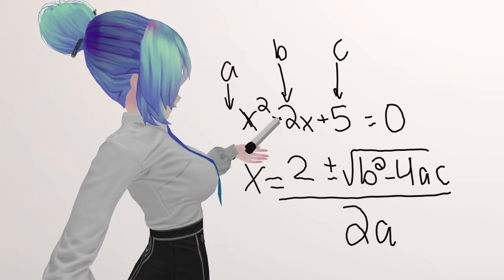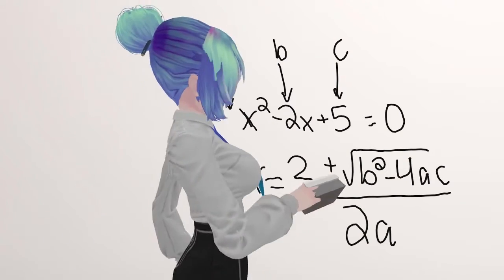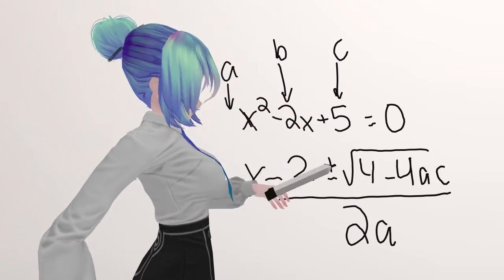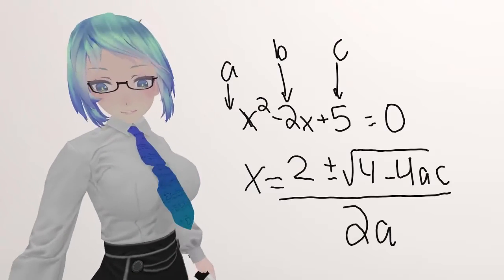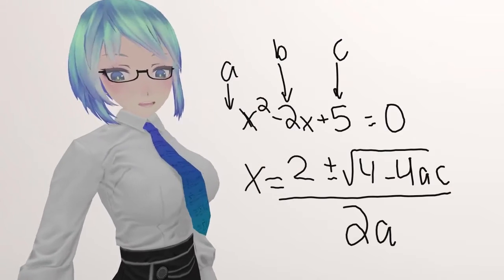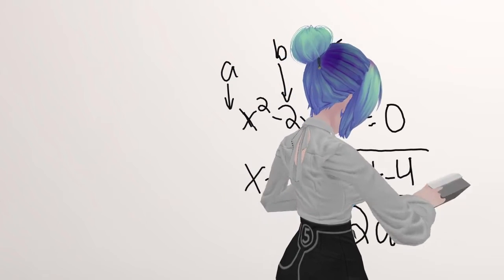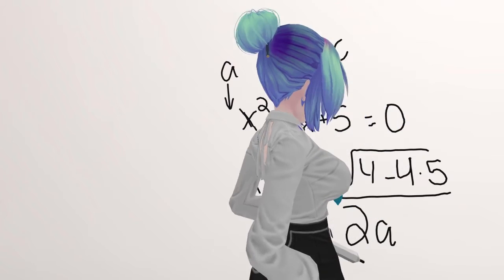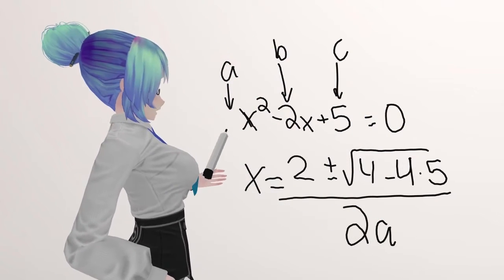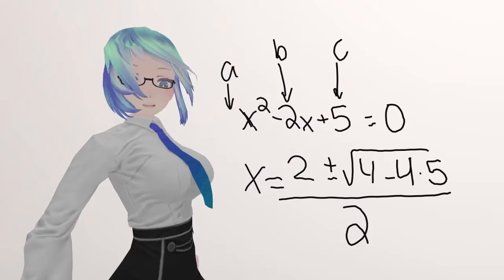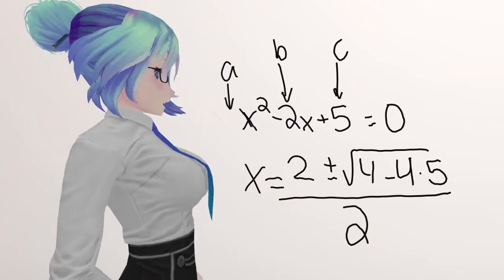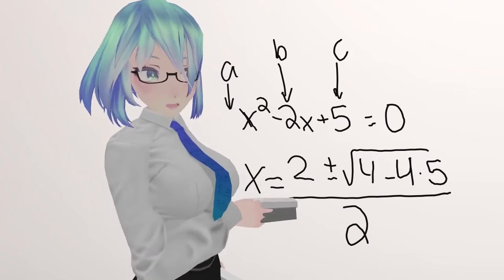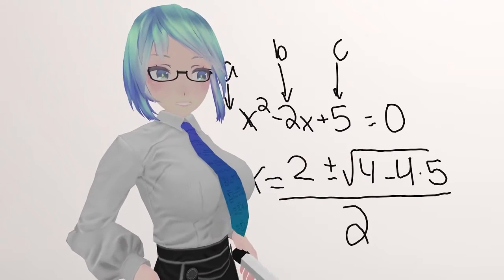B squared. That's negative 2 squared. What's negative 2 times negative 2? 4. A and C. What's A? It's 1. What's C? That's 5. So this is going to be 4 times 1, which is just 4, times 5. All over 2a. What's a? 1. 2 times 1 is 2. Okay, let's simplify this. So I'll just kind of work right here and erase this stuff. 4 times 5, what is that? 20.